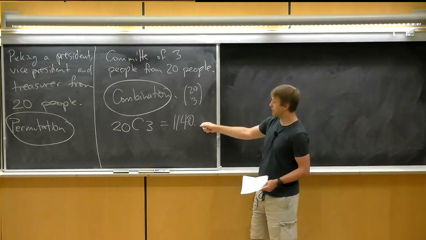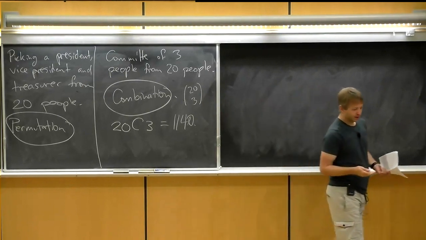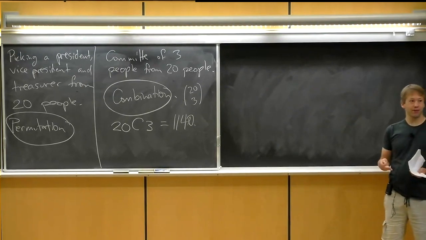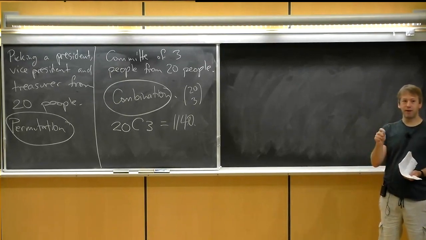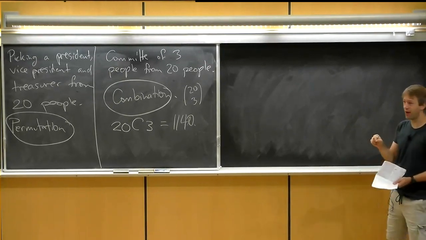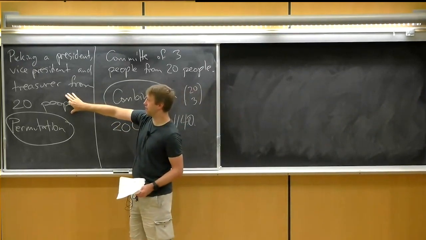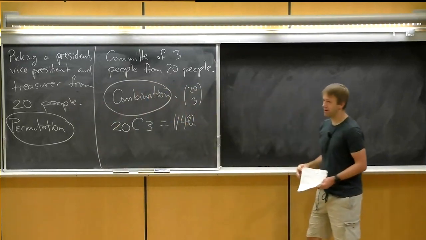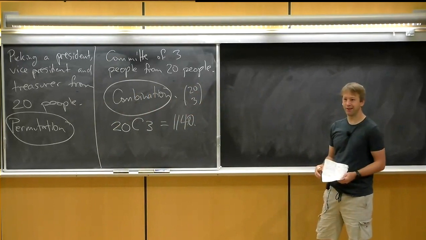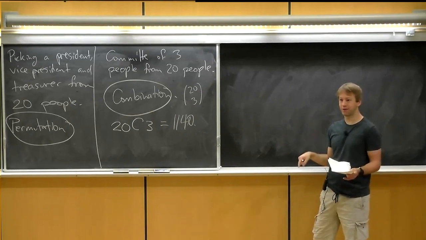So where do I get this 1140? Well, okay, here's what I'm going to do to select my committee. First, let's select the 3 people in an ordered way, right? So if we were solving this problem with the president, vice president, treasurer, how many ways would there be to select it? So you've got 20 people, pick a president, then a vice president, then a treasurer.